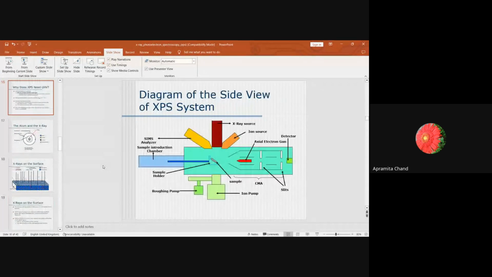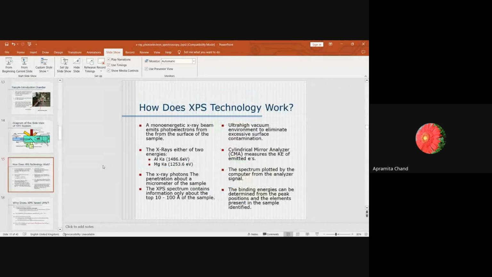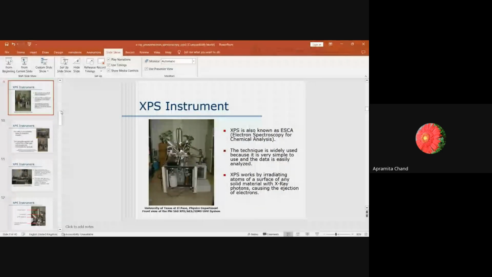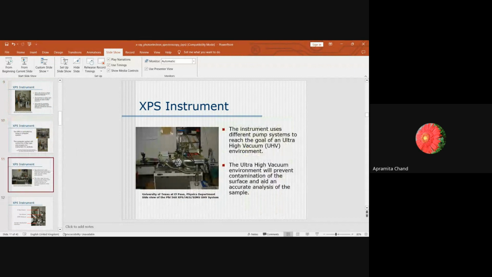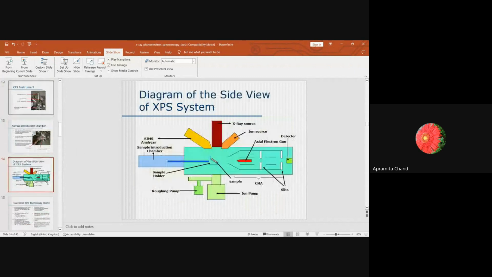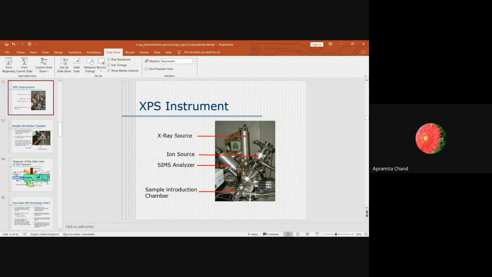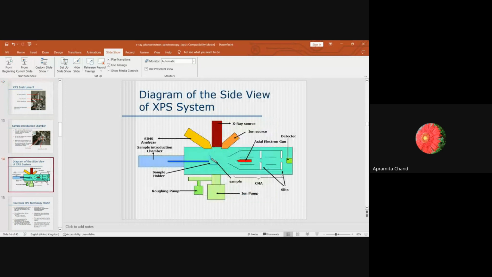Now going back, since you have not seen the diagram at all, so this is how the instrument looks like. Okay, this is also known as ESCA, and this is controlled by a computer system. It has different kinds of pump systems. Okay, so this is the X-ray source, this is the ion source, this is the SIMS analyzer and the sample introduction chamber. And this is how the side view of the XPS system looks like. Okay, this is how the XPS system looks like.